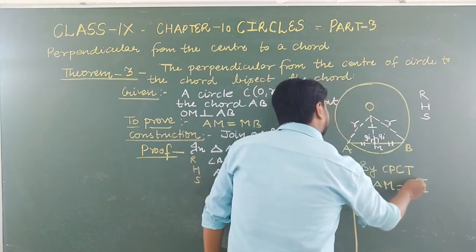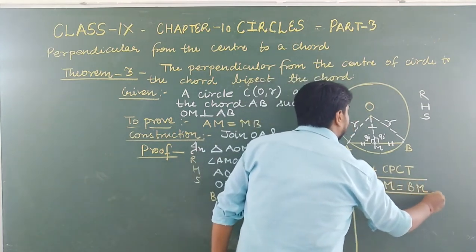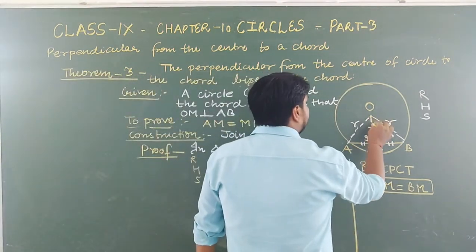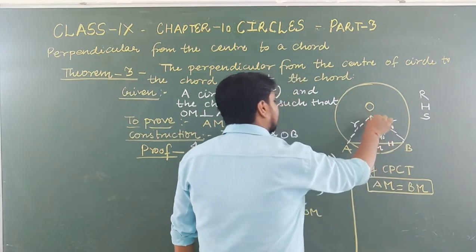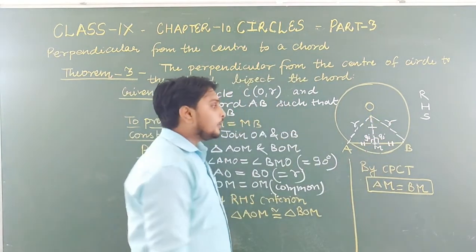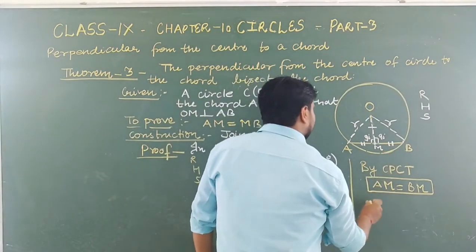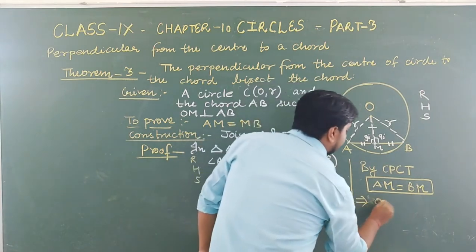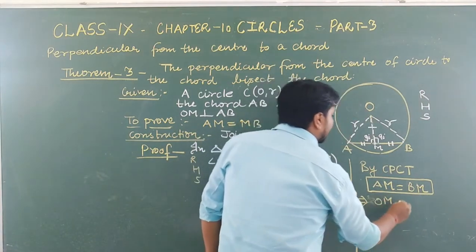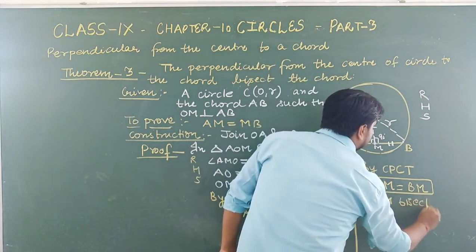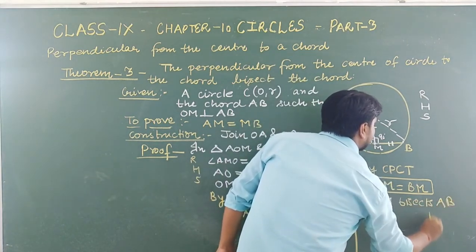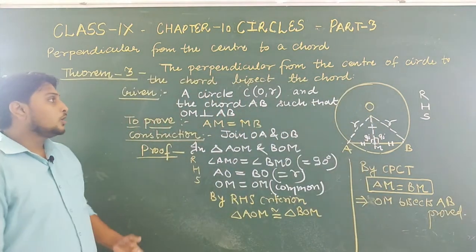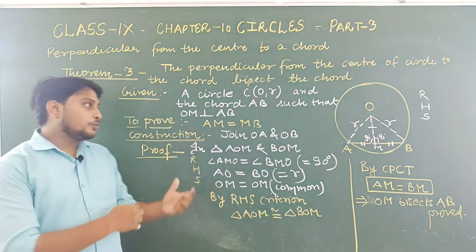Okay students, so after showing that AM is equal to BM, it is clear that if we draw a perpendicular from the center to the chord, then it will bisect the chord. So here we can say that this will imply that OM bisects AB, and this was to prove, students. So like this, students, we can prove this theorem.